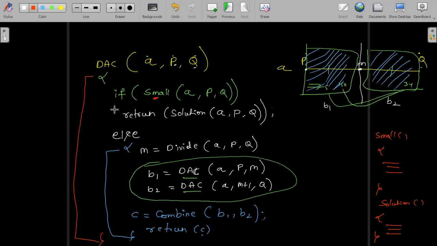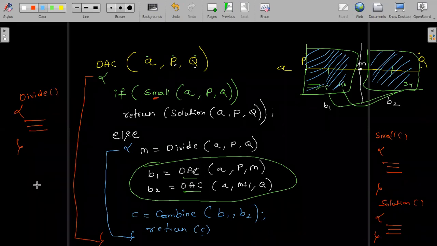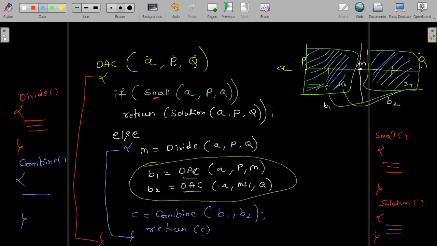Again, see here, one more is there: Divide function. For this also you have to write code. Again, one more is there. What is that? Combine. This is also a function, and for this also you have to write the code. Nothing but in this particular algorithm, how many functions are there? 1, 2, 3, 4, totally 4 functions are there.